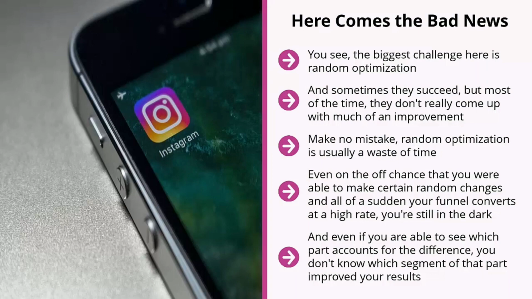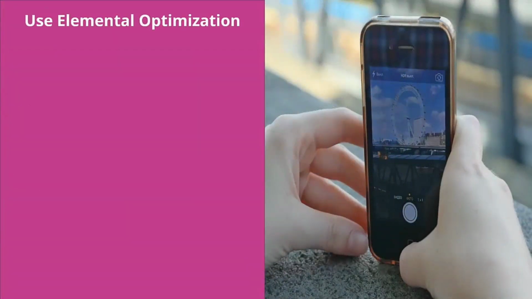Do you see how this works? Do you see why this is so confusing and so frustrating? Use elemental optimization. Thankfully, there is a better way to do optimization. You can use elemental optimization. Instead of just taking random guesses as to what would turbocharge the results of your sales funnel, you break up each part of the sales funnel process into elements and you make changes on an element-to-element basis.